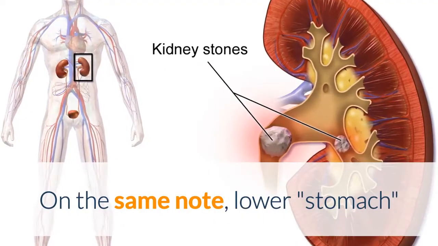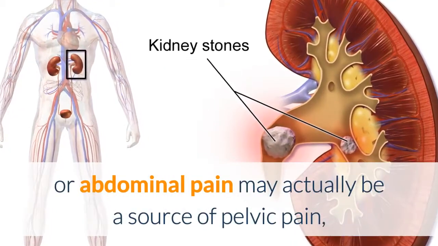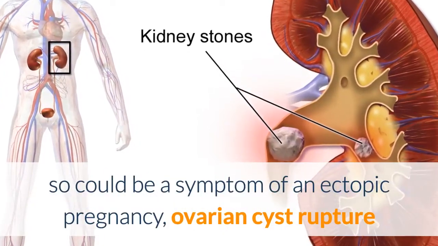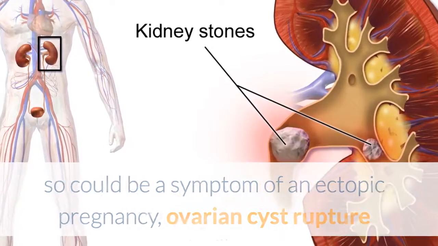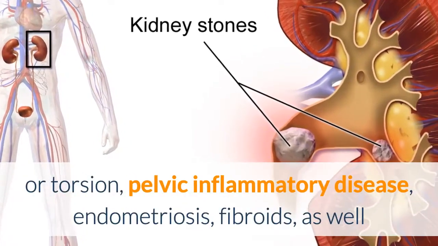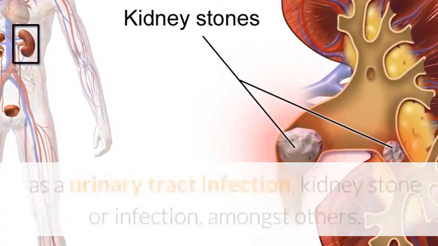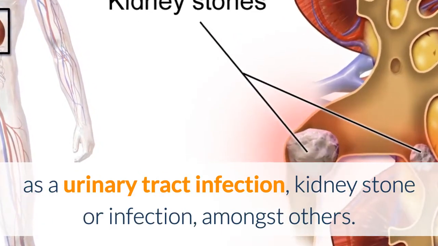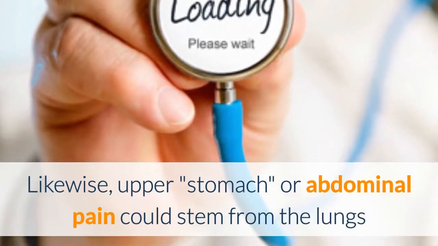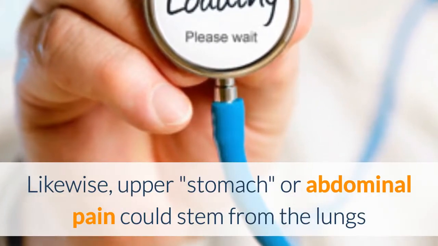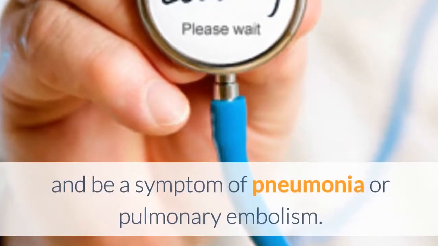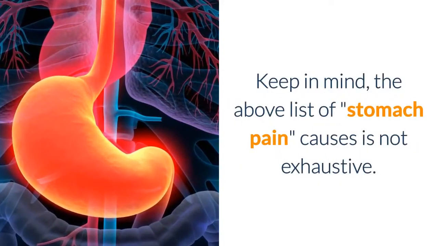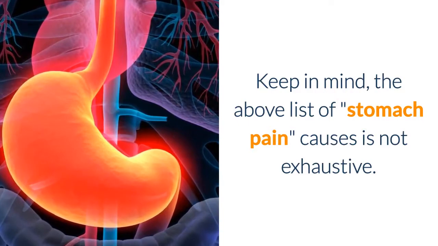On the same note, lower stomach or abdominal pain may actually be a source of pelvic pain, so could be a symptom of an ectopic pregnancy, ovarian cyst rupture or torsion, pelvic inflammatory disease, endometriosis, fibroids, as well as a urinary tract infection, kidney stone or infection, amongst others. Likewise, upper stomach or abdominal pain could stem from the lungs and be a symptom of pneumonia or pulmonary embolism. Keep in mind, the above list of stomach pain causes is not exhaustive.